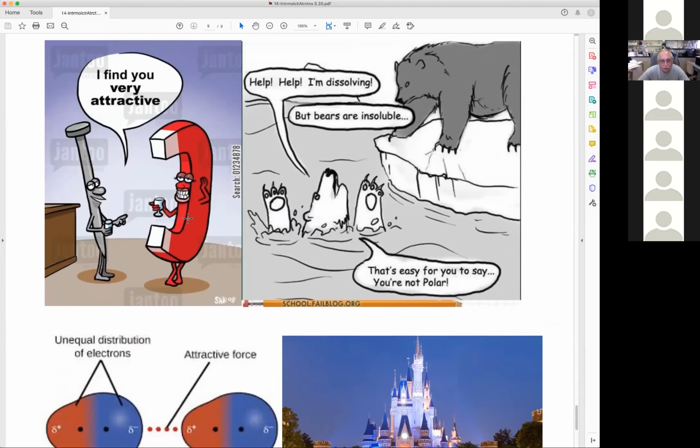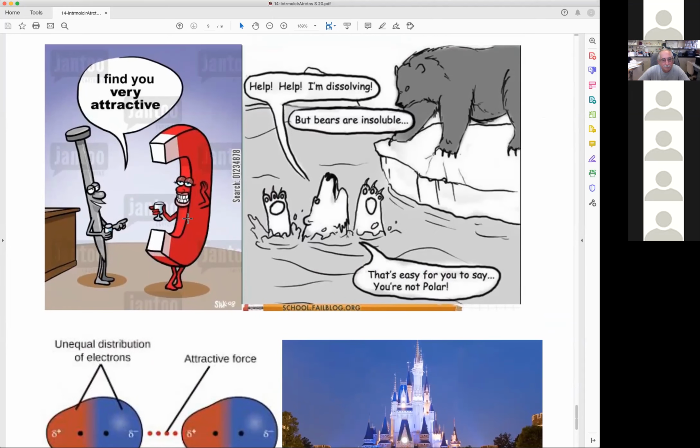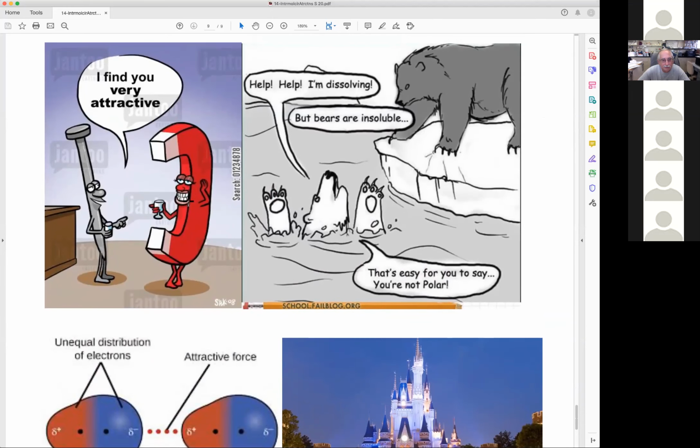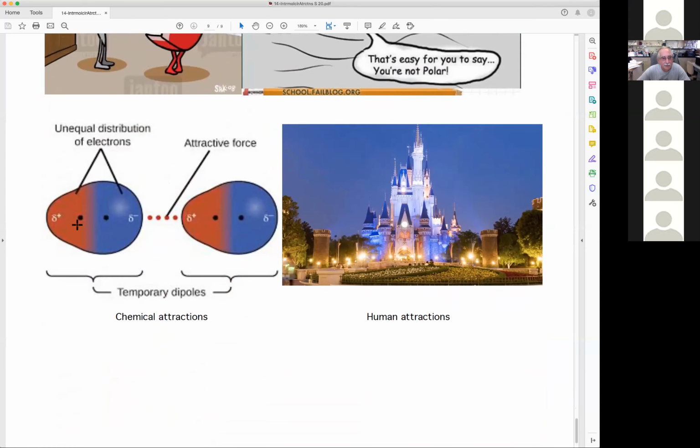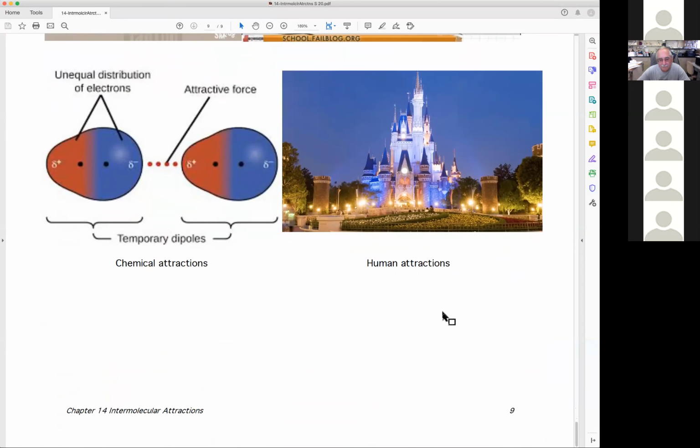So then here's some really, really good jokes, right? I just love this one. It was so stupid. And then, get it? That's a polar bear, so he's going to dissolve. So here's chemical attractions right here. And then here's human attractions. Get it? No. Pretty bad, yeah? Okay.